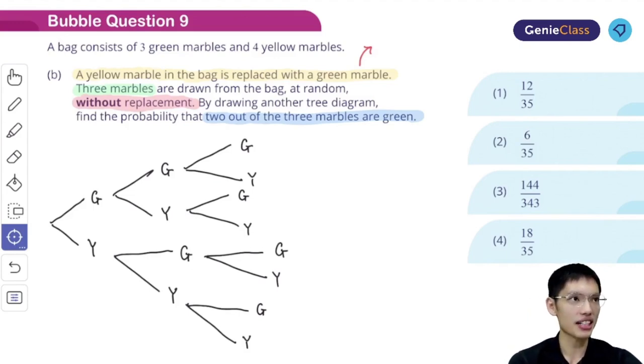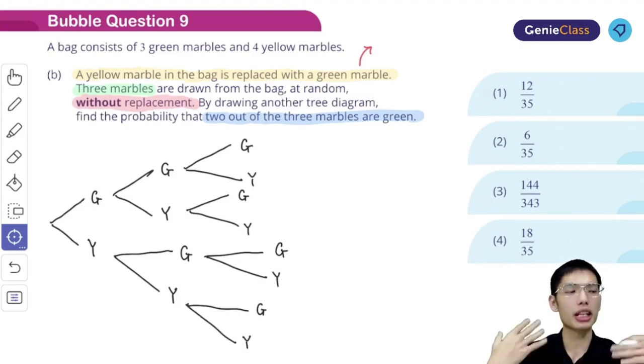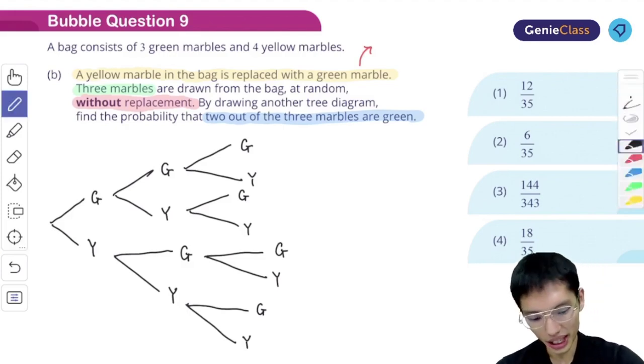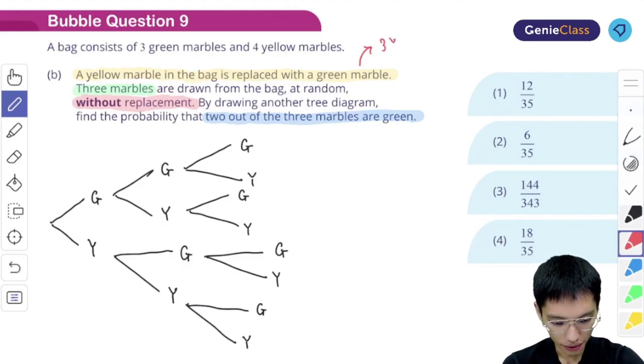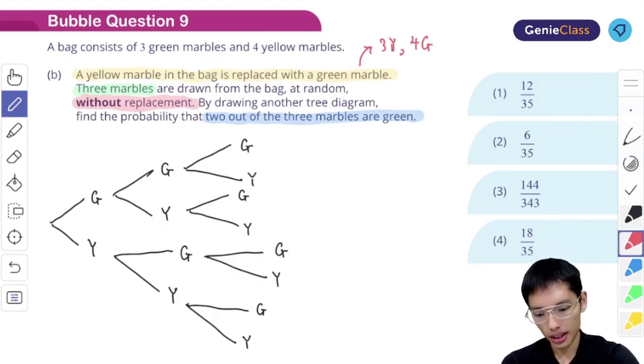Okay, this question I can see a lot of people struggle with, so I'm going to explain this and we'll call it a day for today. So the first one, take note, a yellow marble is replaced with a green marble. So what happens? One yellow marble is taken out, so I have 3 yellow left, and it's replaced with a green marble. So 4 green, 3 yellow. Therefore, this sentence over here is actually rendered useless.